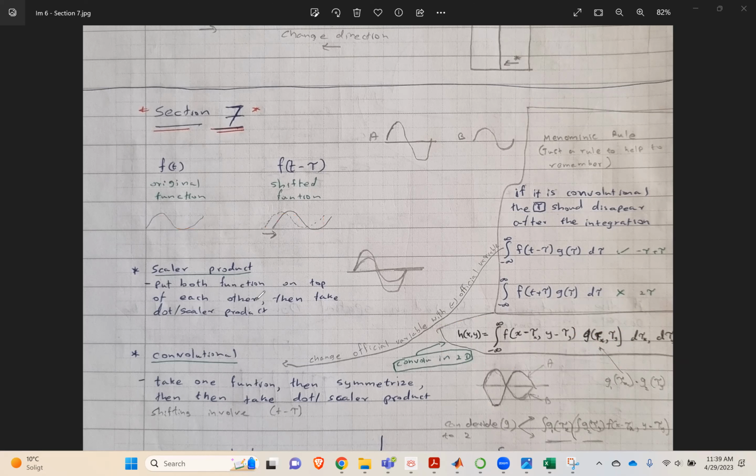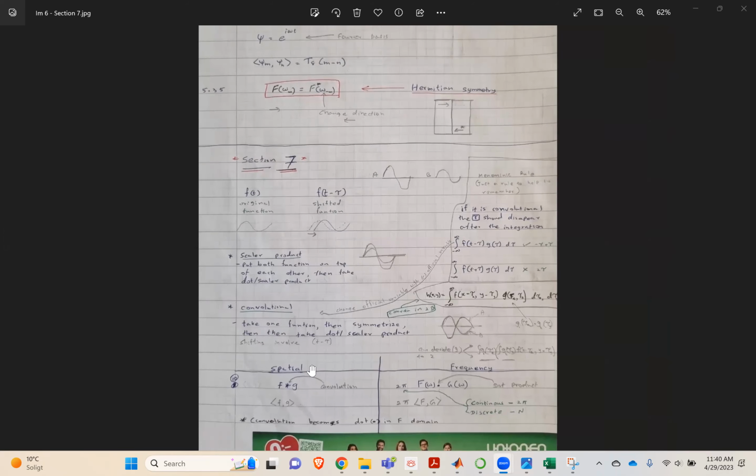Then put both functions on top of each other and take the product. This is your f function moved to a different place, and this is your original function g. You just take the scalar product or dot product. So that is what the convolution is. That means the higher positions will be increased and the lower positions will be lower, in the graphical way. But we don't need that much.